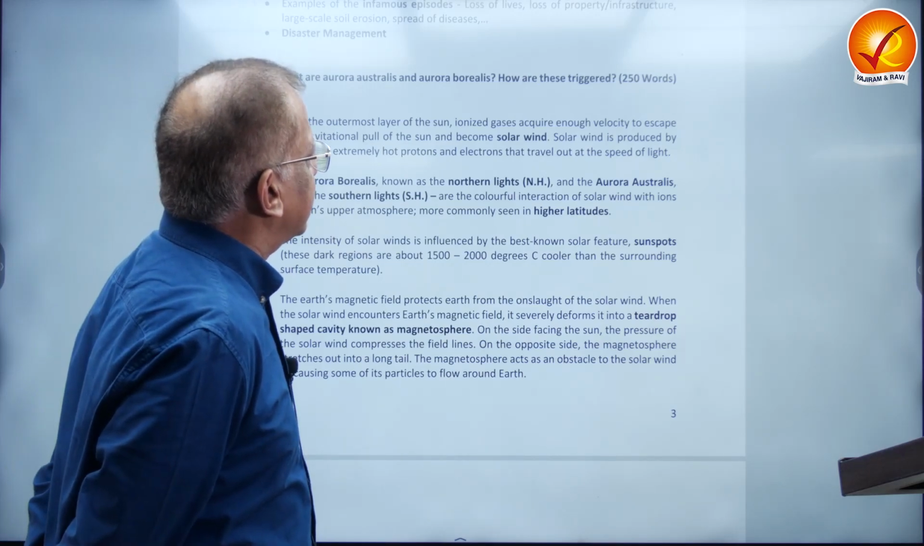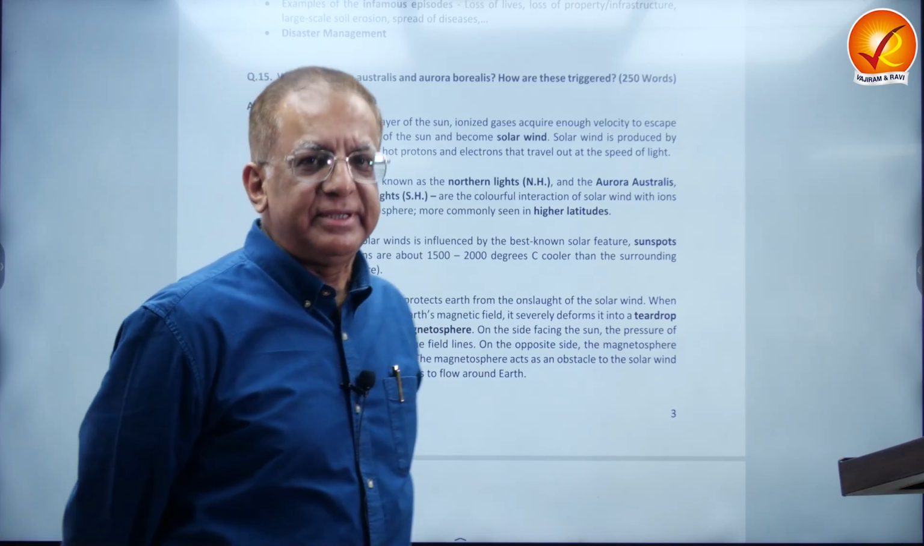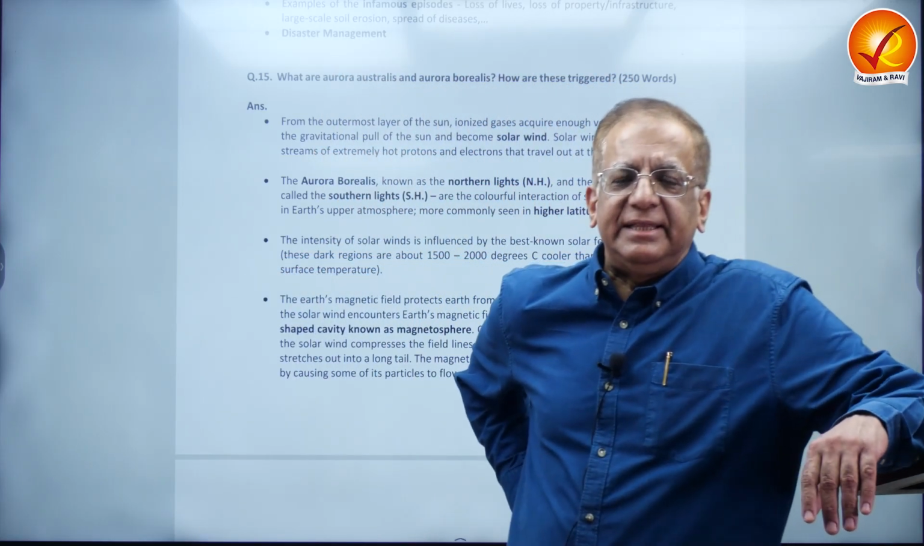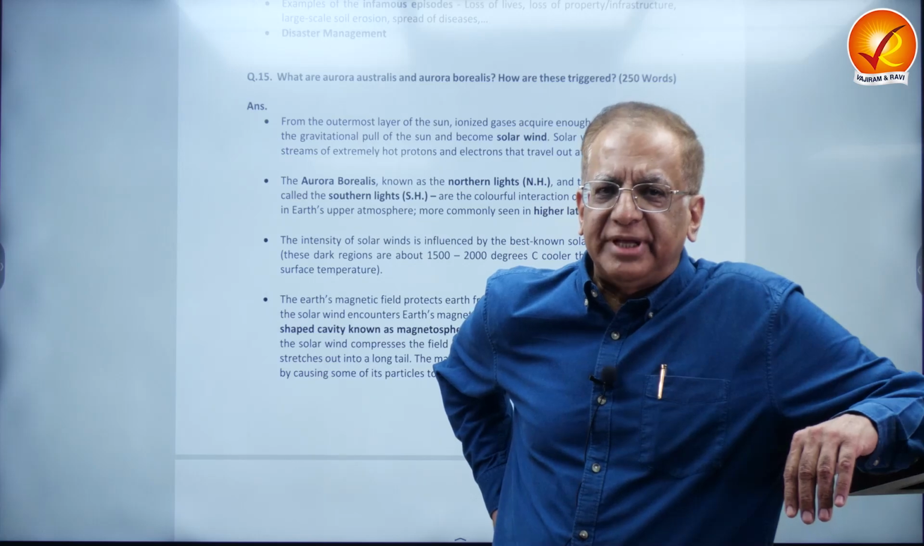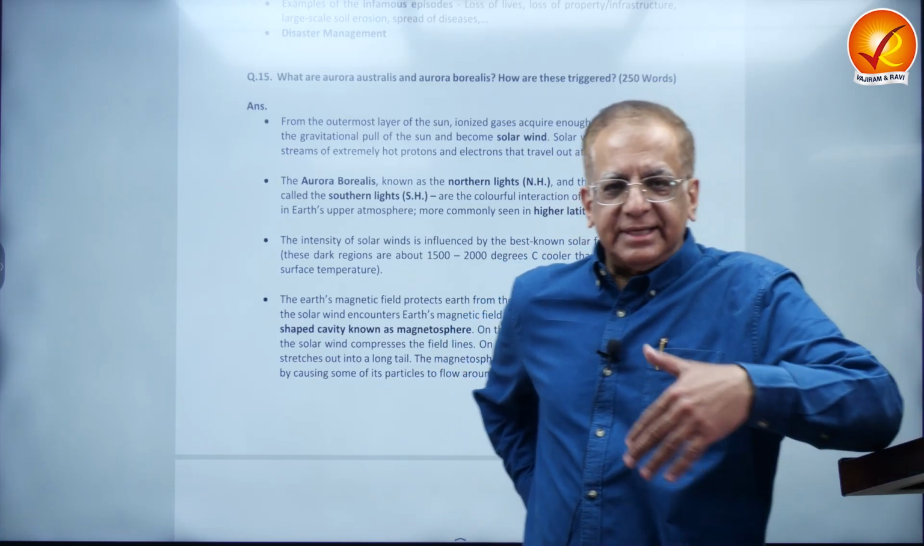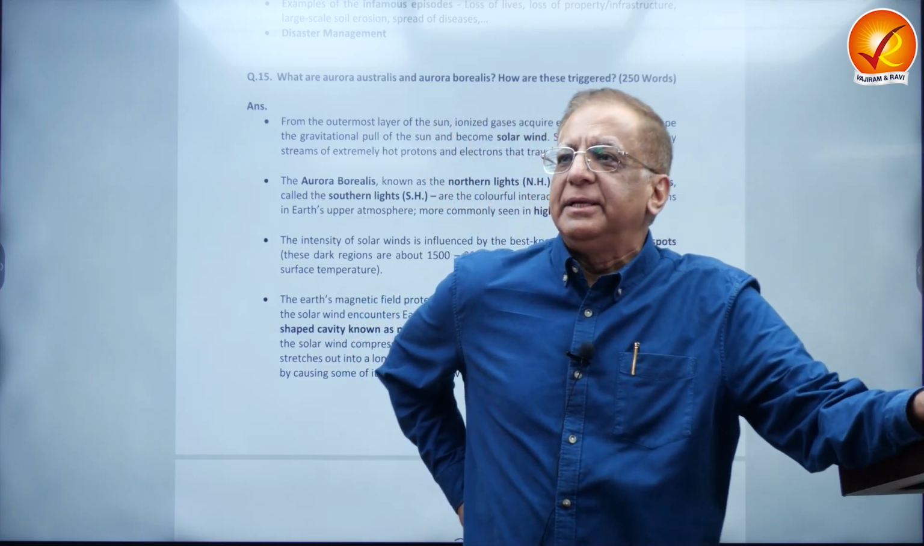And we have to write this answer in 250 words. It means you need to give some particular details of how these lights we see in the sky in higher latitudes of both the hemispheres. Now see, to begin with, I would say these auroras in the northern hemisphere and southern hemisphere are like light shows of Mother Nature.